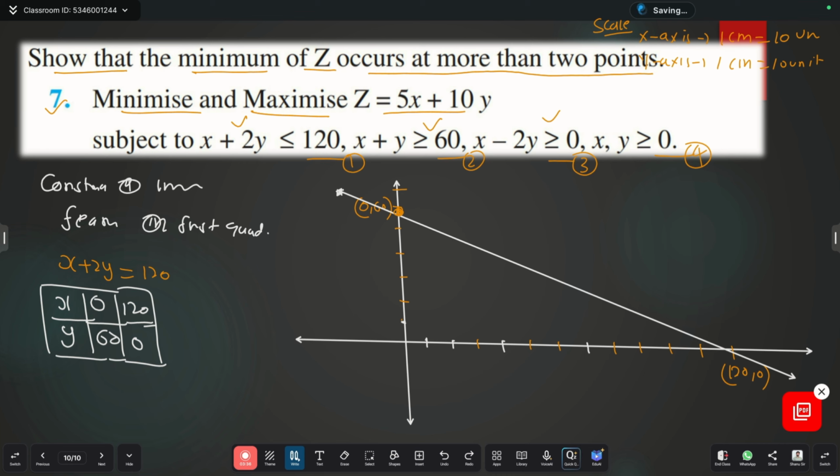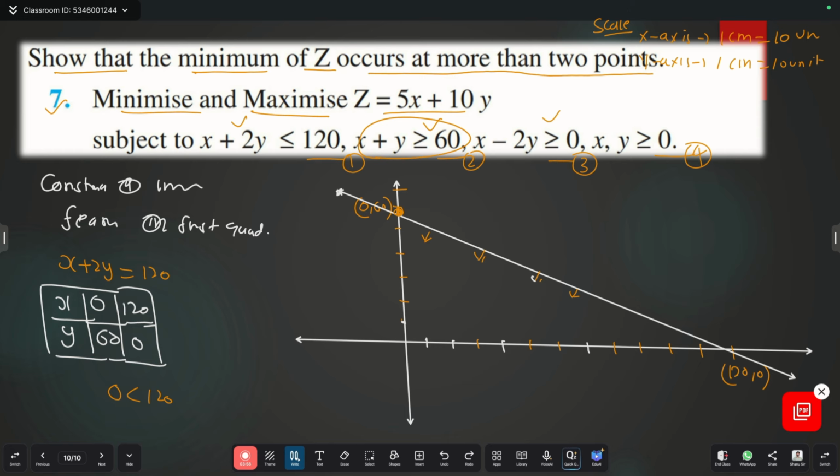Then this side or that side? Then you put the origin. If you put the origin, you will get 0 less than 120. It will be true. So the feasible region is towards the origin, correct? Then the feasible region will be this side. Just make the graph only. The language you write yourself. Graph you make with me. Then you will draw this line.